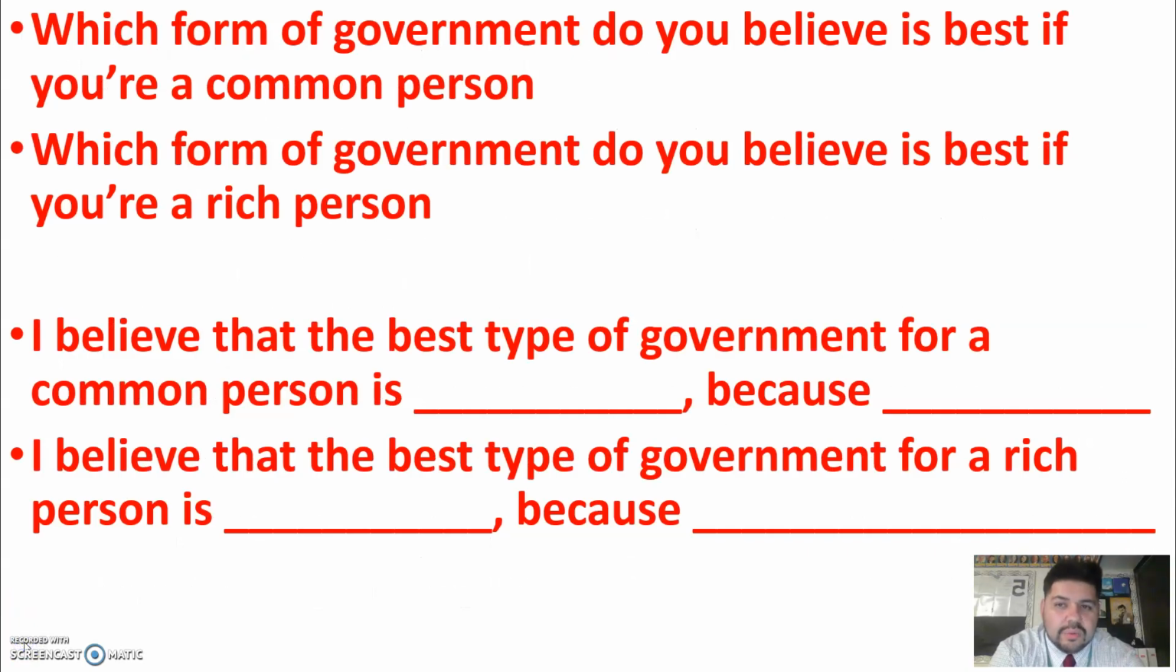So here's your final question. Which form of government do you believe is best if you are a common person? And which one is best if you're a rich person? There's a writing prompt on the bottom for each one. Once you are finished with all this and you've written down all this stuff, you're done.